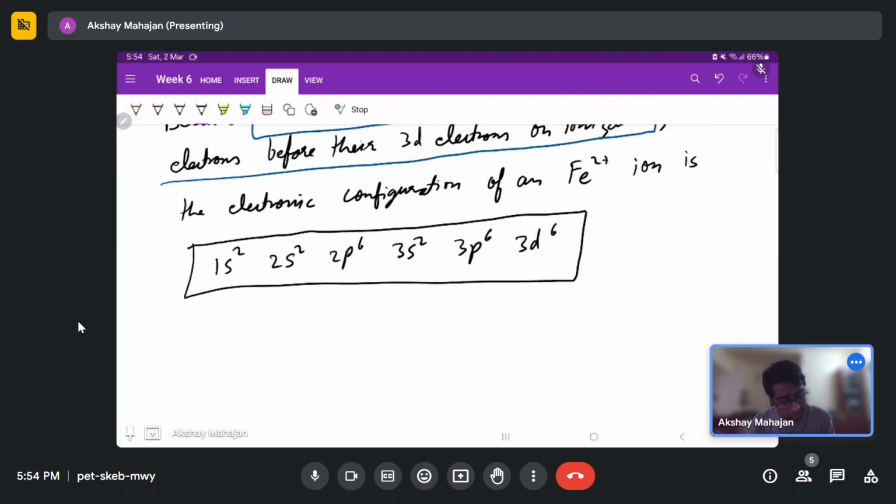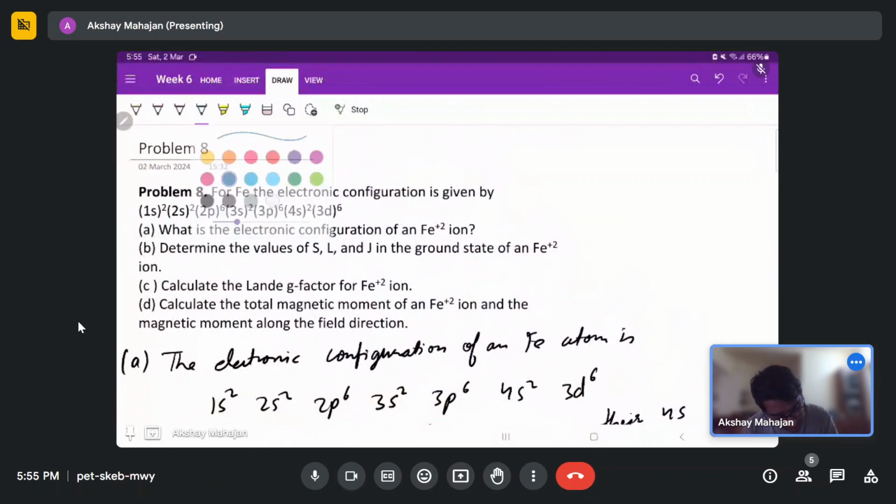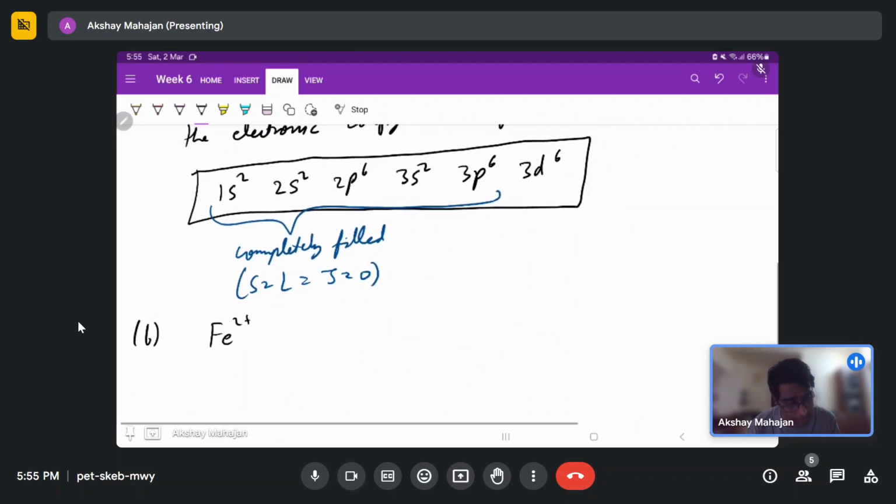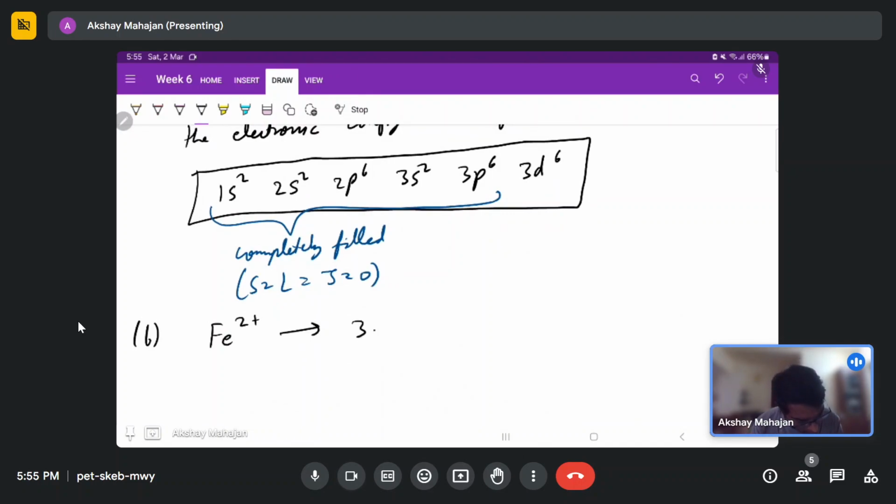So here again, because of this electronic configuration, we know that these ones are completely filled. So S equals L equals J equals 0. So they will have no contribution from S, L and J. Now in the B part, it is asking us to determine the same thing, S, L and J, in the ground state of an Fe2 plus ion. So in the ground state we need to find these ones. Now for Fe2 plus, from the above electronic configuration, we basically have a 3d6 configuration.